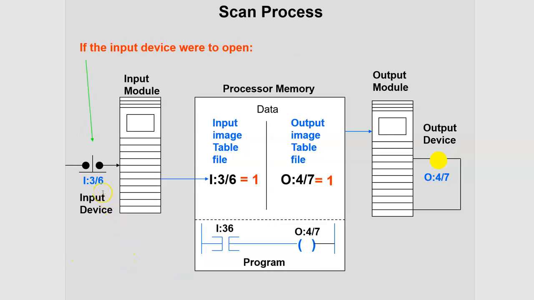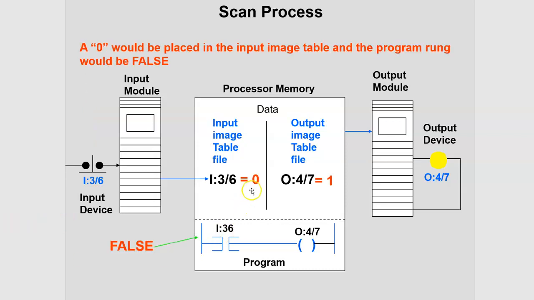Let's say we open the switch. But notice when I open the switch, this didn't change instantaneously. I open the switch and then the processor has to read this. It takes time for any event inside memory to happen. So this isn't instantaneous. We don't know where this is in the scan process, but when it scans back around to look at the state of that switch, it'll update the input image table and put a 0 there. So this changes to 0.